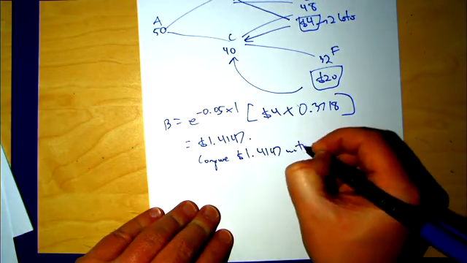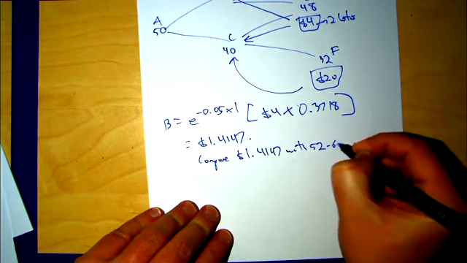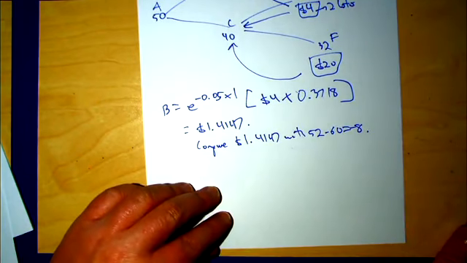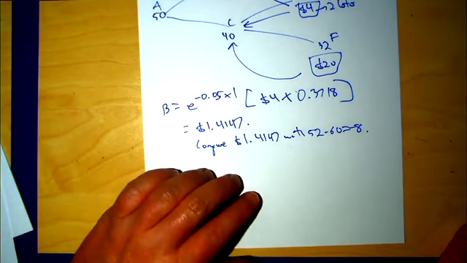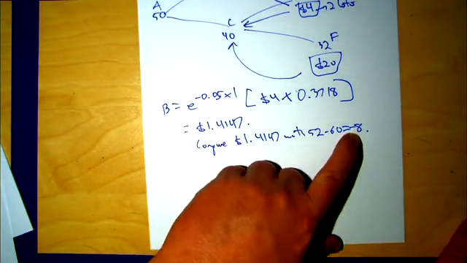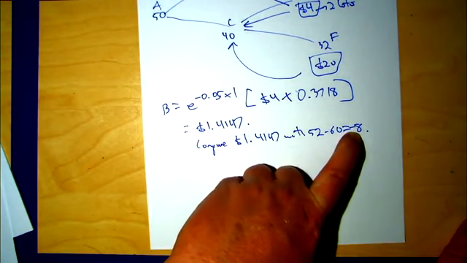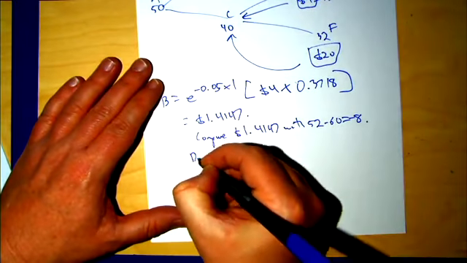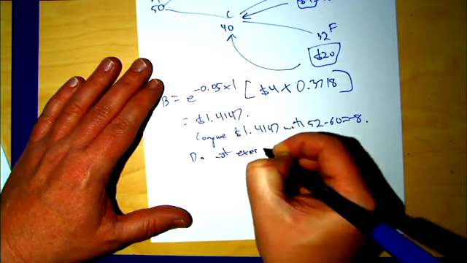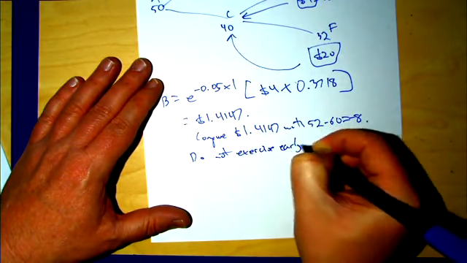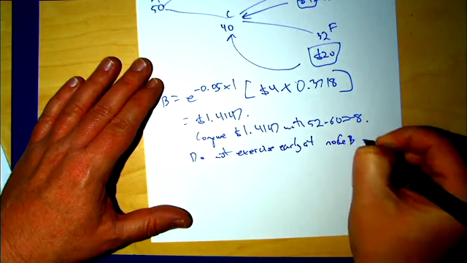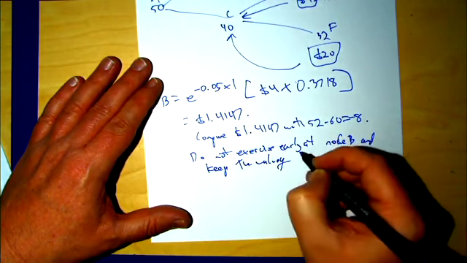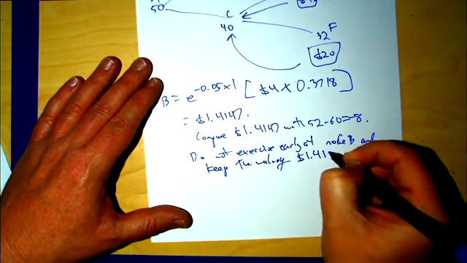And I compare 1.4147 with 52 minus 60, which is -8. Do I exercise early? You should be yelling this out. Do I exercise early? Well, if I exercise early, I get -$8. Do I exercise early? Thank you. No. Okay, and I keep the 1.4147. But you need to state that. So do not exercise early at node B, and keep the value of 1.4147.